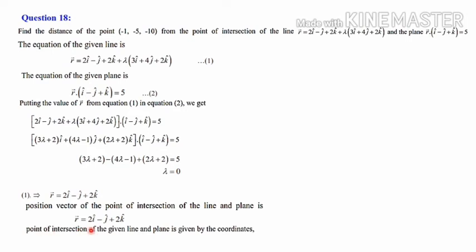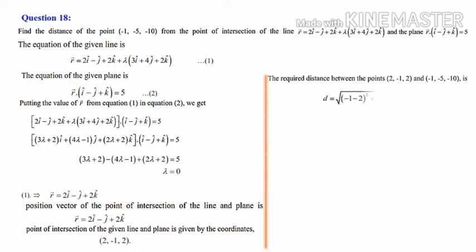So the point of intersection of the given line and the plane is given by its coordinates. We know how to go from the position vector to the point. From the position vector we collect the i cap, j cap and k cap components, and we can write the coordinates: 2, -1 and 2. So this is the point of intersection of the given line and the plane. Now we have one point here, and another point is this one, so we can go for finding the distance.